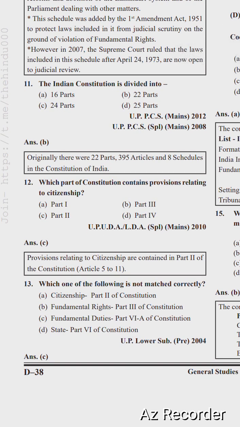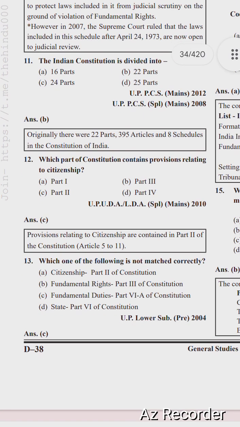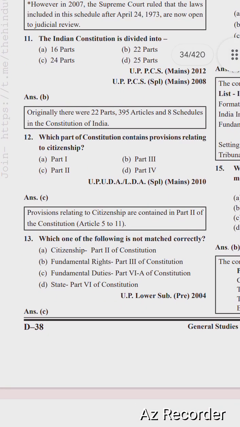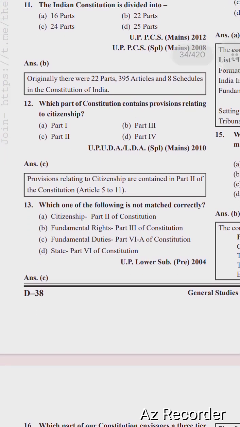So next question is, the Indian Constitution is divided into, options are 16 parts, 22 parts, 24 parts, 25 parts. Right option is option number B, 22 parts only. So next question is, which part of the Constitution contains provisions related to citizenship? Options are part 2, part 3, part 1, and part 4. Right option is option number C, part 2. Provisions relating to citizenship are contained in part 2 of the Constitution, articles 5 to 11.